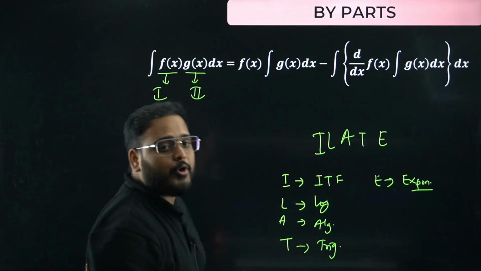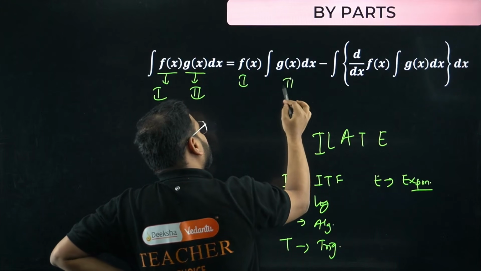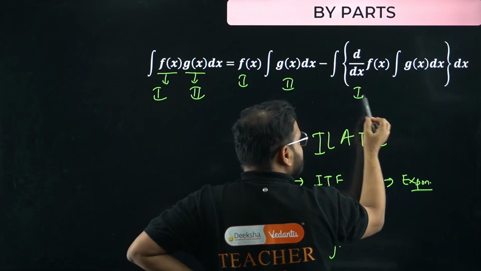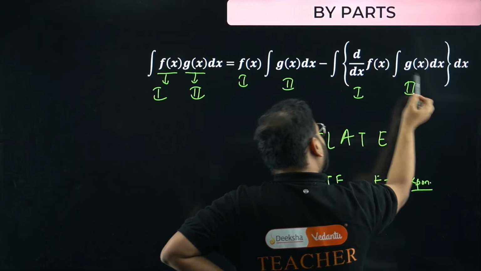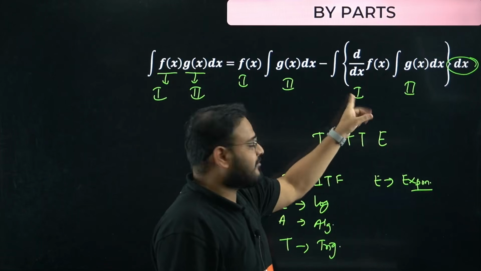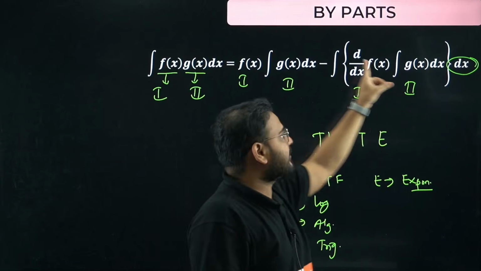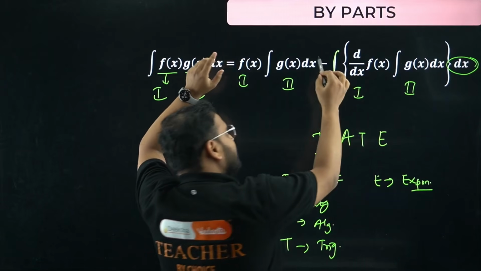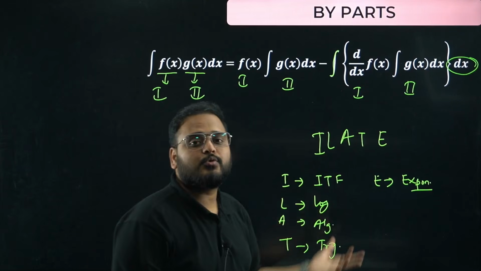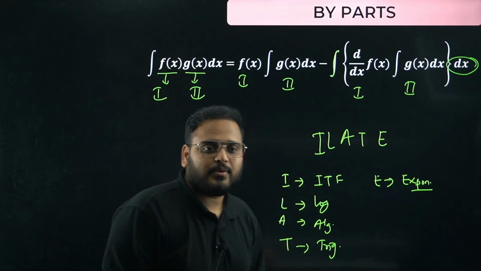What you do is, keep the first function as it is, integrate the second function, after this put a negative sign, differentiate the first function, integrate the second function, take their product, and then integrate again. I'll repeat: differentiate the first function, integrate the second function, take their product, and then again you integrate. Is that clear? This is the definition of integration by parts. That's how you use it whenever the function is given as a product and you have to solve for the integration. Okay, please check.